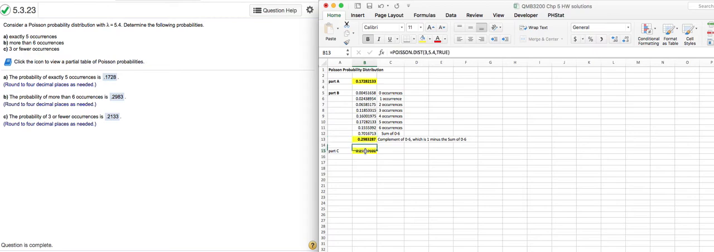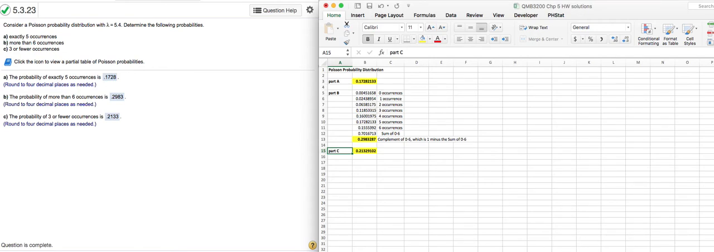And then in part C, we're looking at the probability of 3 or fewer occurrences. So here we can use the cumulative function. So you'll see we've got 3 as our number of occurrences. We've got the mean of 5.4. And then for cumulative, we say true because we're looking for 3 or fewer occurrences. So again, other than part B, not too bad to solve this via some regular Excel functions or formulas.